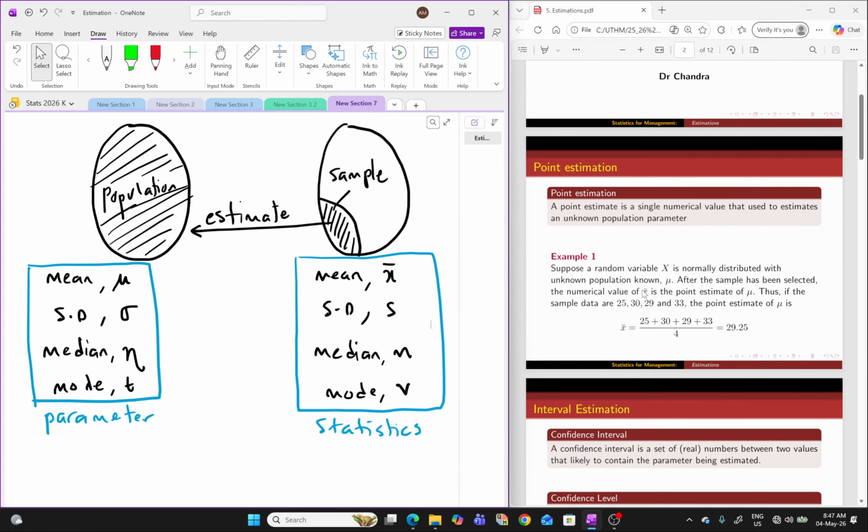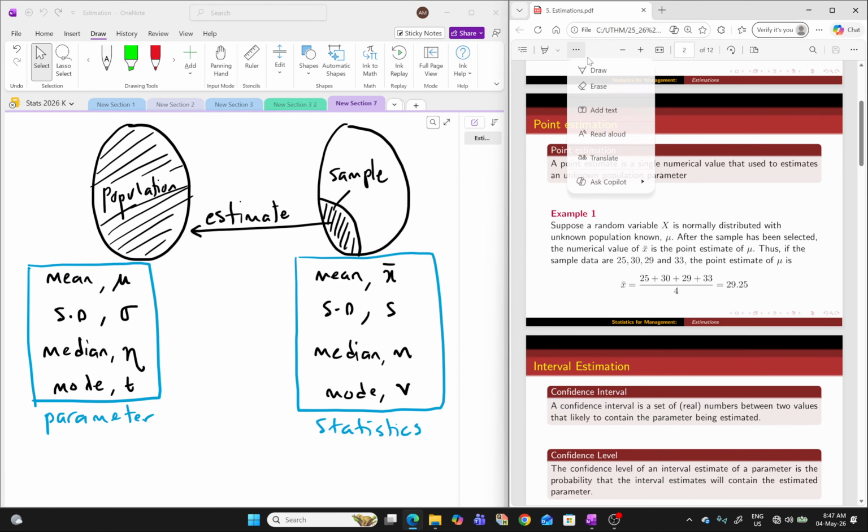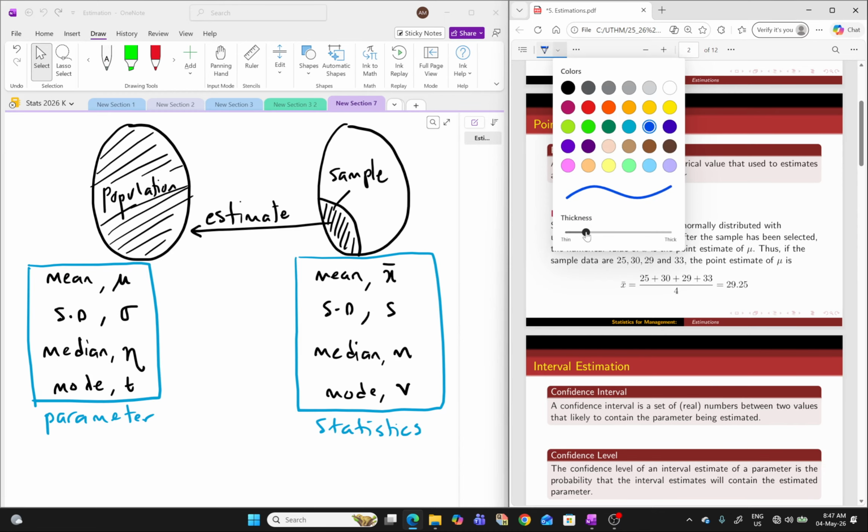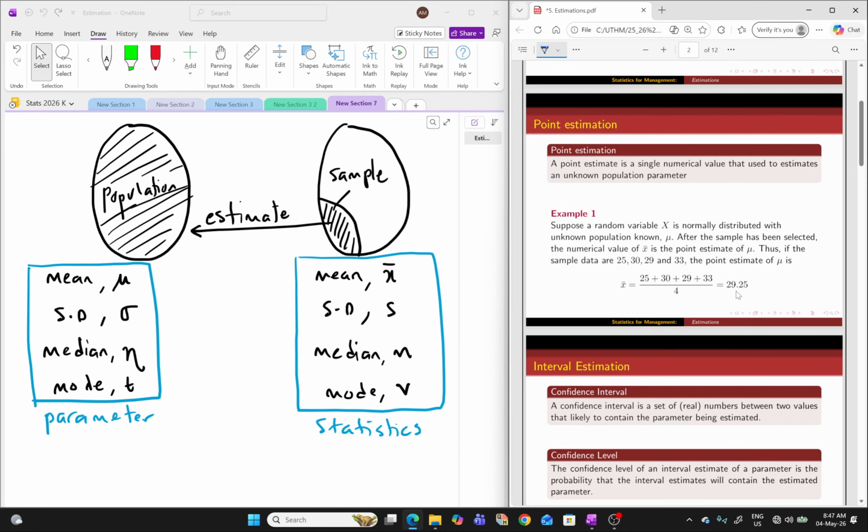Now, estimation can be done into two methods, two kinds of estimation. One is point estimation. Point estimation is here. What is point estimation? You just take the average. For example, if I want to compute the sample mean, if I want to estimate the population mean, then what is it? Suppose a random variable X is normally distributed, okay? Let's say this is your age.